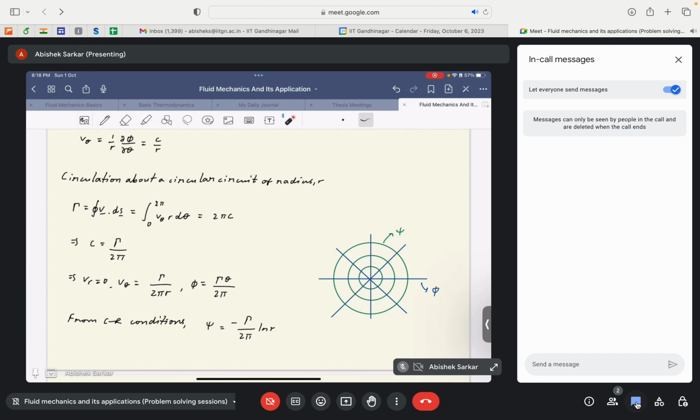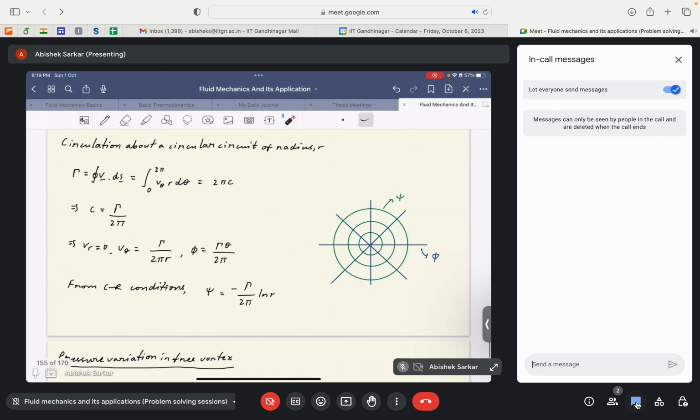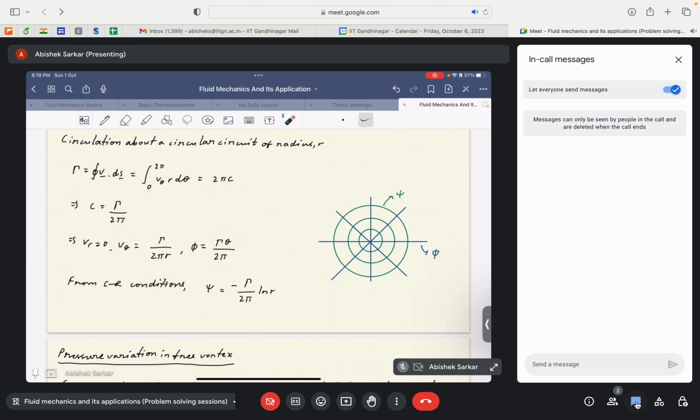But here you need to remember that in the context of sources or sinks, the constant c was given by q by 2 pi, where q is the volume flow rate. But in the case of a vortex, it is the circulation, where c is equal to gamma by 2 pi. You need to recall this constant value, since sometimes you may get confused. So don't mix gamma and q in the case of line vortex and source or sinks. It is q by 2 pi for sources and gamma by 2 pi for vortices. Don't interchange them, as this will completely change the meaning of the mathematical equation that you are trying to present.